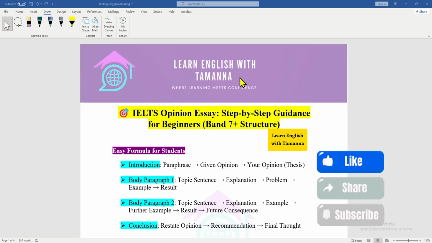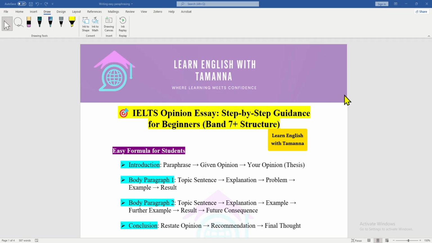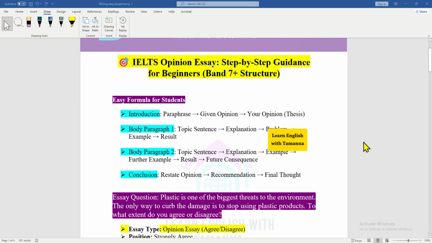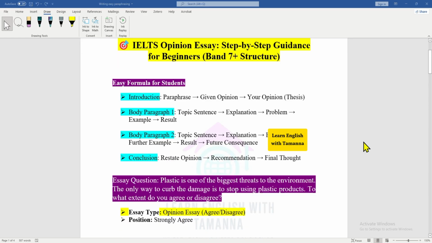Okay, let's get started. Now I'm going to read the question first. In this lesson, you will learn something a little different. Instead of writing the entire essay at once, I will show you how to build it step by step. We will add one sentence at a time so you can clearly understand the purpose of each sentence and learn how to develop a well organized IELTS essay with confidence.